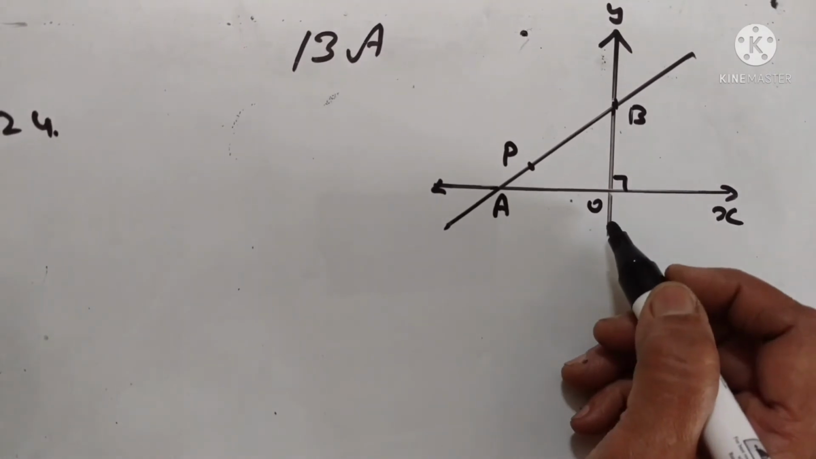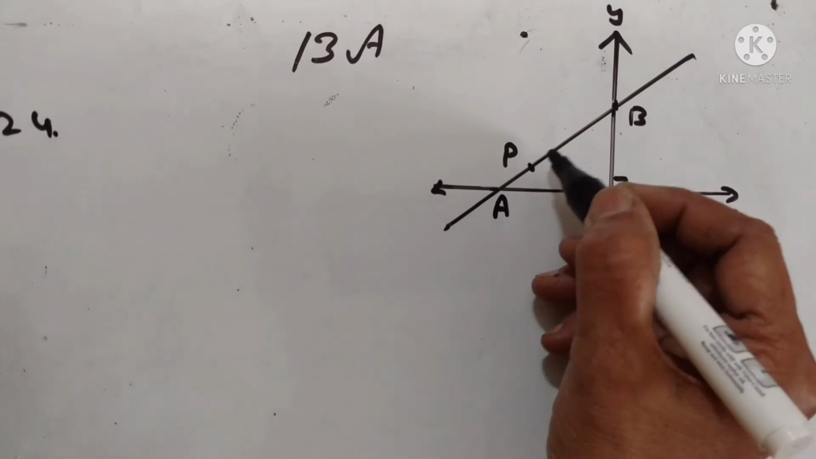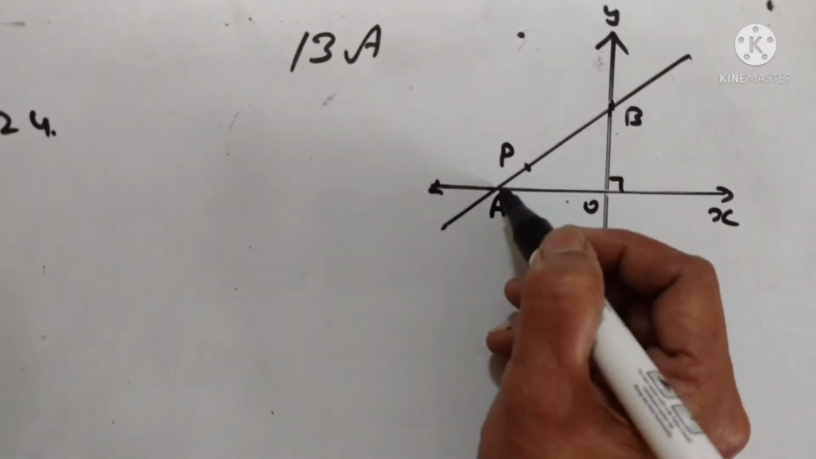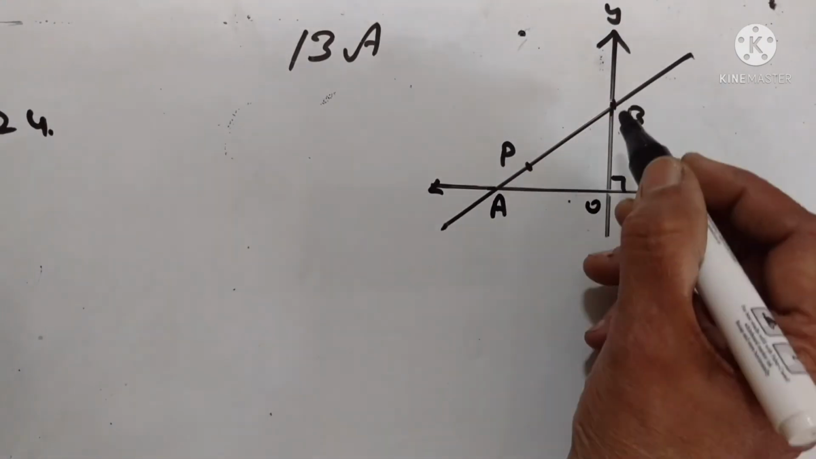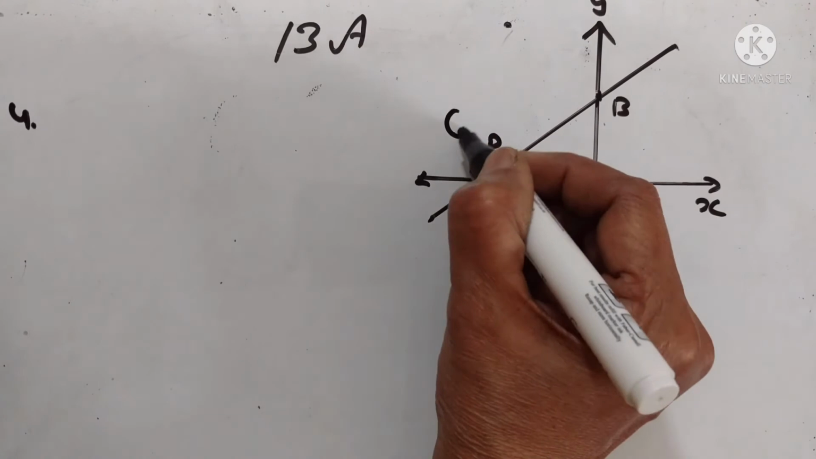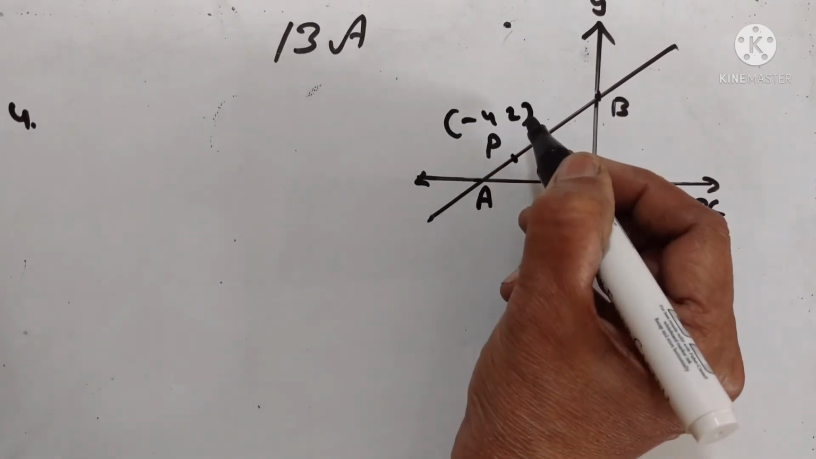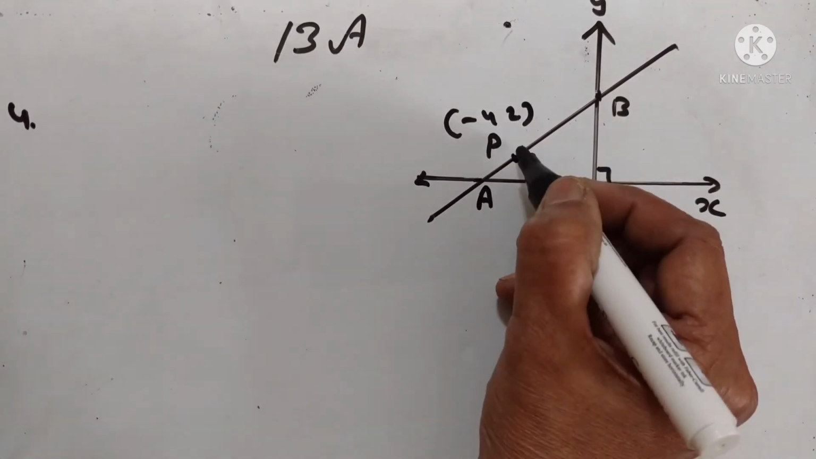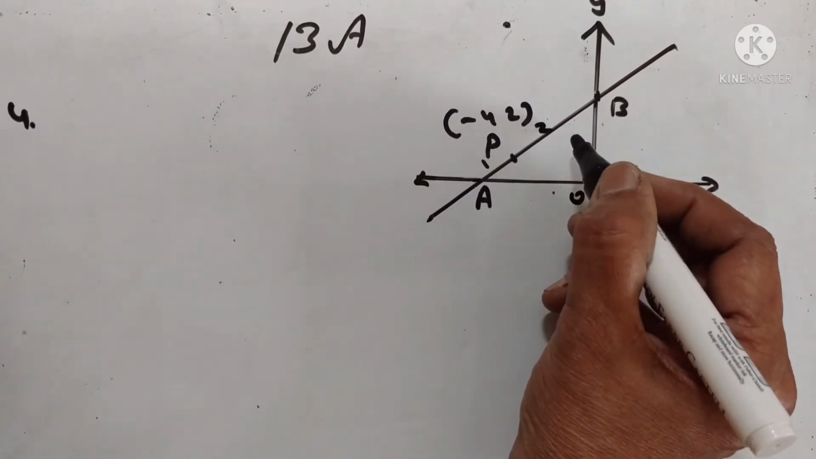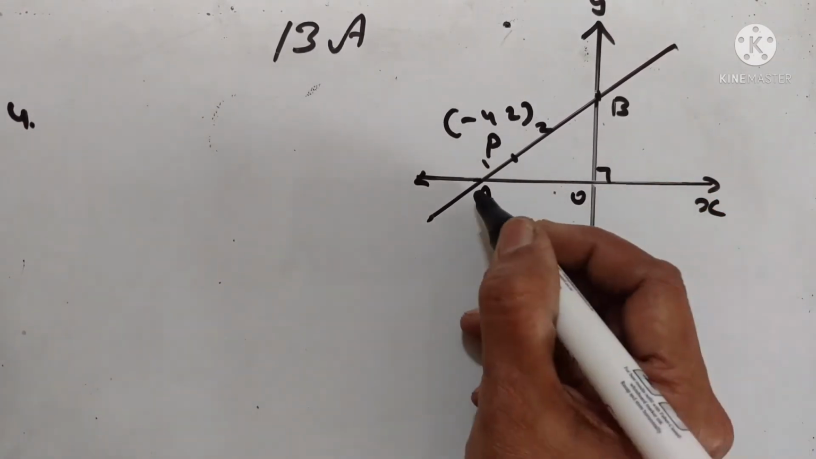Problem: in this figure, line APB meets the x-axis at point A and y-axis at point B. P is the point (-4, 2), and AP is to PB is equal to 1:2. Find the coordinates of A and B.